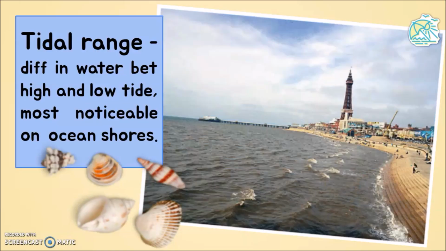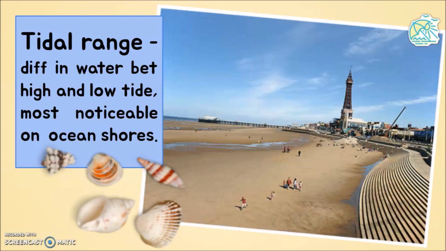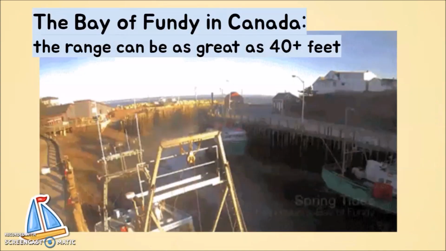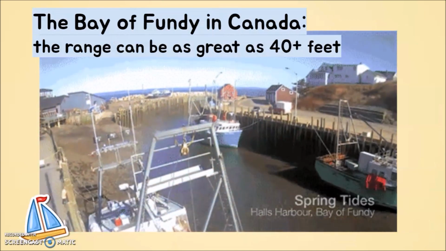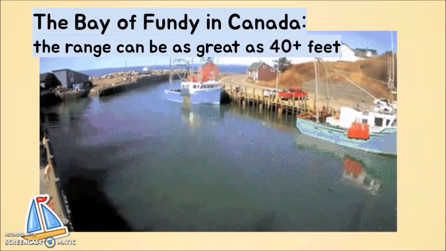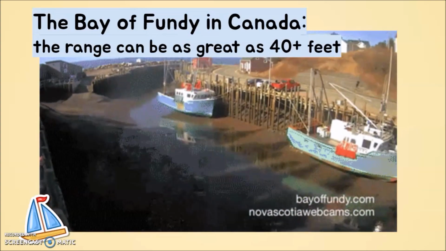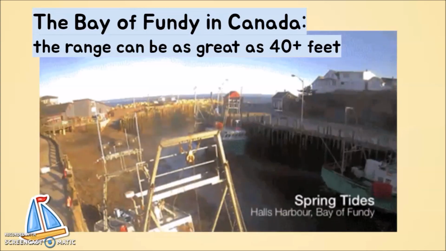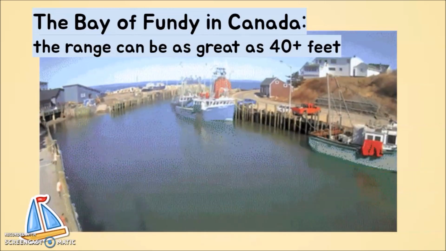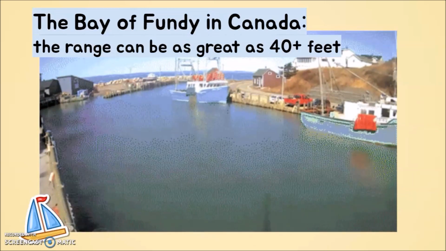Now the difference between high and low tide is called the tidal range. Now in most places it's going to be noticeable on the ocean shores, but the difference is not going to be that great. However, in places like the Bay of Fundy in Canada, the tidal range can be as great as 40 feet. As you can see here, earlier in the day there is not much water on the ground, if at all, but as the tide rises, it's going to go 40 feet higher than it originally was.